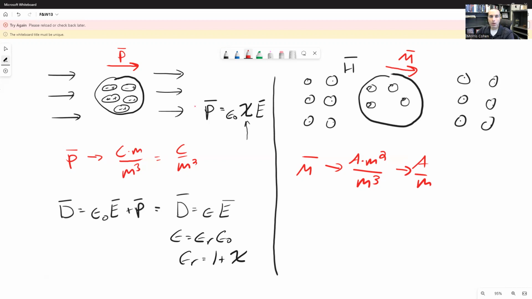Now the equivalent of this P equals epsilon chi E in the magnetic field sense will be the following. It's going to be that M for lots of simple material will equal chi M, a magnetic susceptibility, times the magnetic field H. This is very similar, except here we had an epsilon naught and here we don't. But other than that, it's a nice parallel.